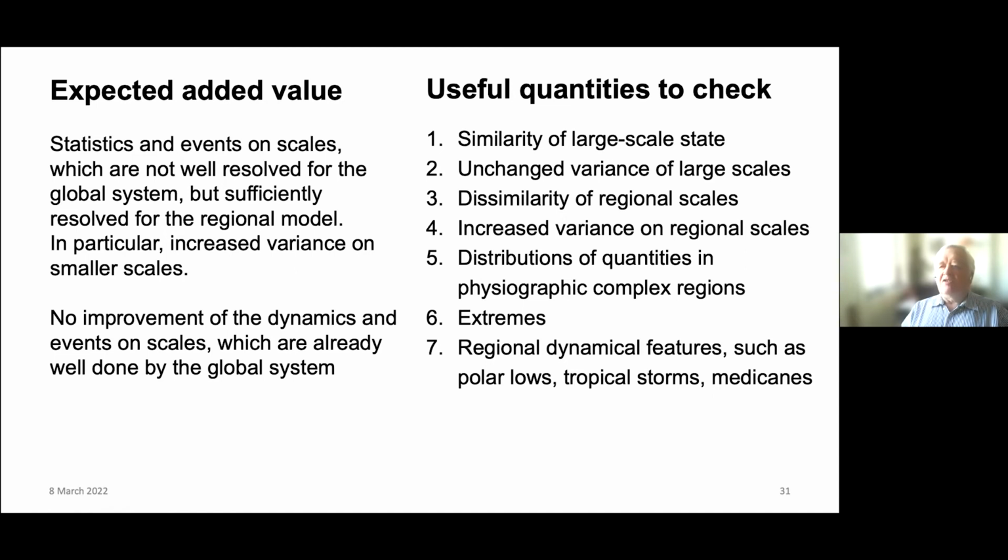So the useful quantities which we should check if we have such a simulation with the regional models, not for weather forecasting, but for an extended time. So we should make sure that the large-scale state is similar. We should have an unchanged variance of large scales, but we should have differences on regional scales and increased variance on regional scales. The distribution of quantities in physiographic complex regions should be better. We should have better extremes, and we should also have better regional dynamical features such as polar lows, tropical storms, or medicanes.